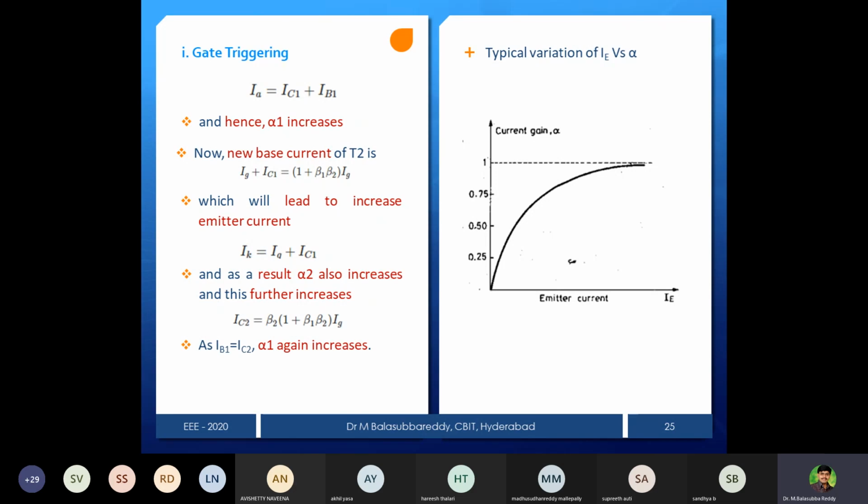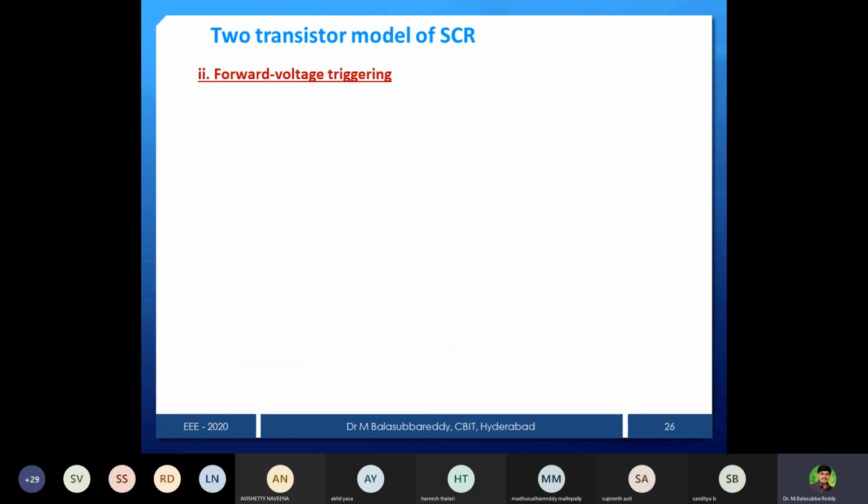Then finally what will we get? Alpha 1 and alpha 2 cumulative or regenerative action is going to take place, moving towards the unity level, and the device is going to be triggered. That is the gate triggering method of the two transistor model. Very simple logic, you can recall once. Gate current increases from 0 to 1 milliampere, the transistor 2 base current will increase. Base current is given to transistor 2, then transistor 2 will trigger, the collector current will increase, that is the base of transistor 1, then emitter current will increase, then alpha 1 will increase, like this, a cumulative process.